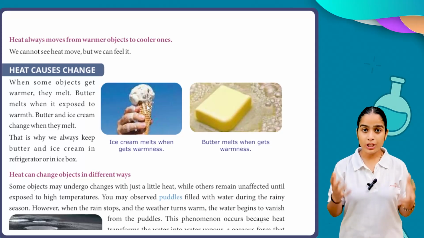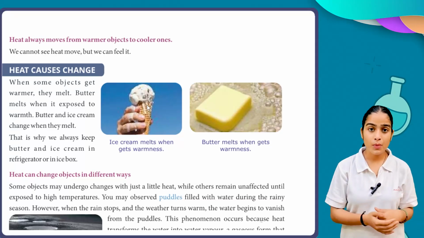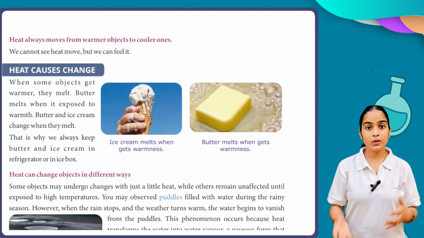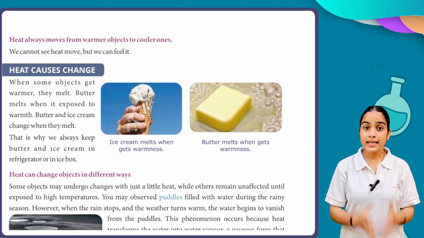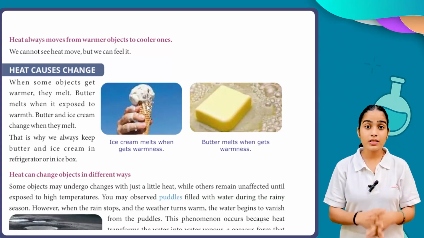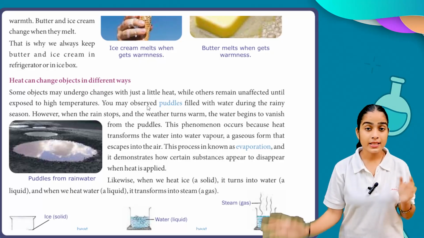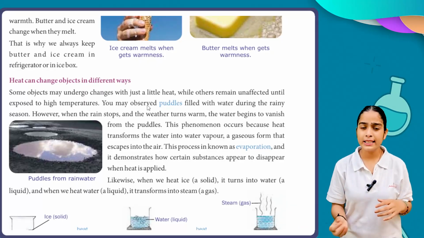Objects like your wooden box, but for example your ice cream melts, your butter melts. If you have your cold coffee, it will get warmer. It means heat makes changes, heat causes changes. Now heat can change objects in different ways. Now we are going to understand how heat can change an object.